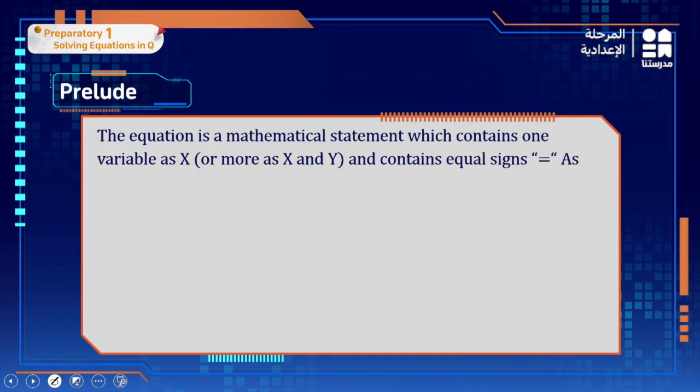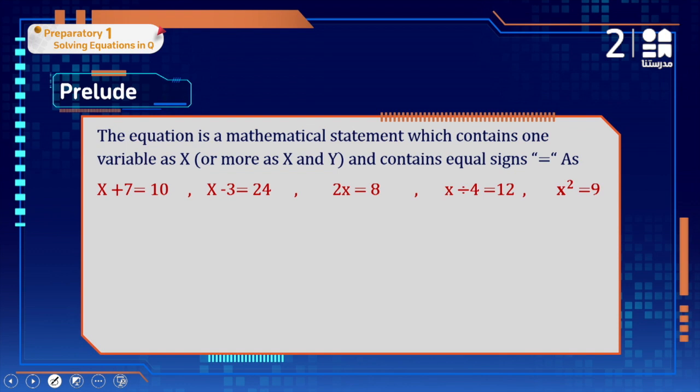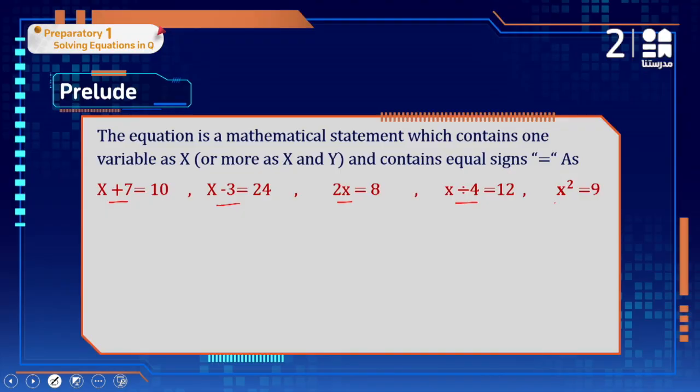Prelude. The equation is a mathematical statement which contains one variable as x, or more as x and y, and it contains an equal sign. Here we have x plus 7 equals 10, x minus 3 equals 24, 2x equals 8, x divided by 4 equals 12, and x squared equals 9. As you can see, we have addition, subtraction, multiplication, division, and squared. So the equation can contain any operation.